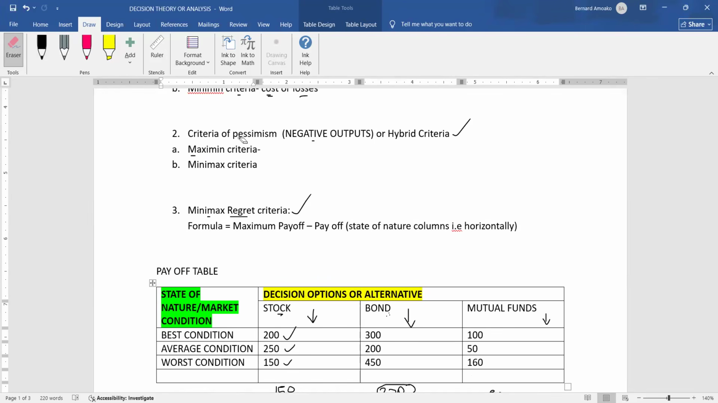Okay, now in the same pessimism, if it is cost, we'll be doing what we call minimax, which means that we need to select what first? We need to select the maximum values first before we select the minimum of the maximum values. So let us look at it. Minimax.